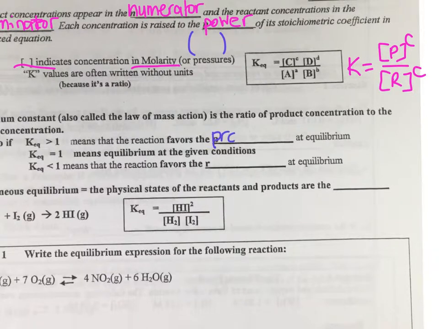Okay? If it's favoring something, it means it's making more of that. And if I'm making more of that, that means that I favor the forward reaction. So I just want you to put an arrow showing the forward reaction. If you have K being equal to 1, it means that it's already at equilibrium at those given conditions. If I have something that's less than 1, it means that it's favoring your reactants at equilibrium.